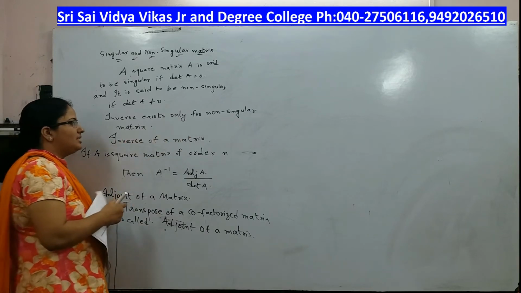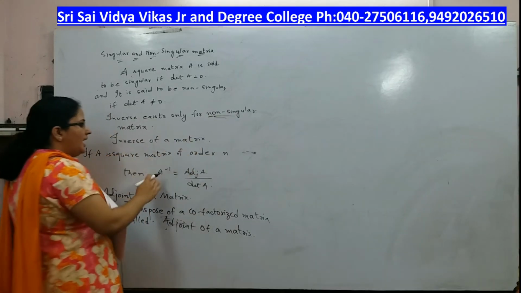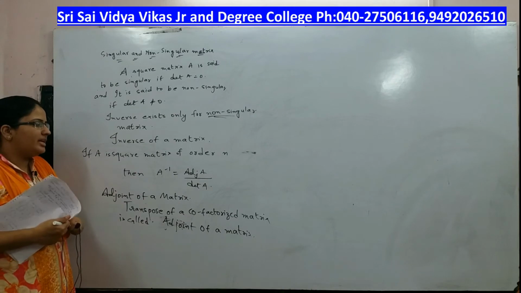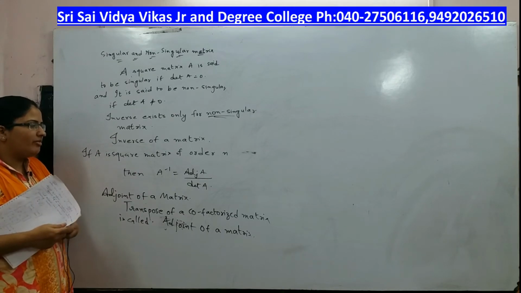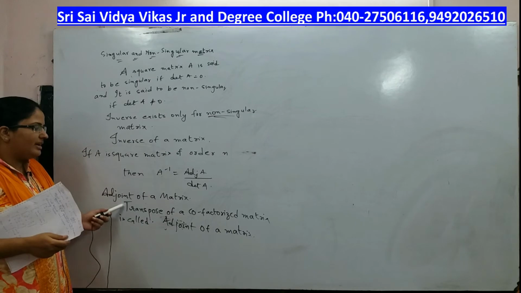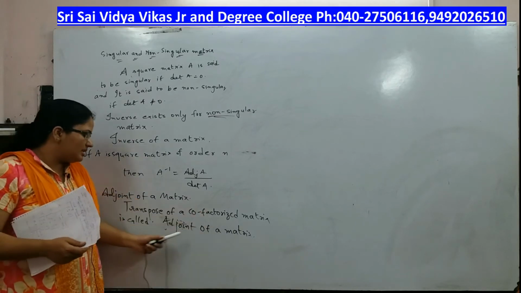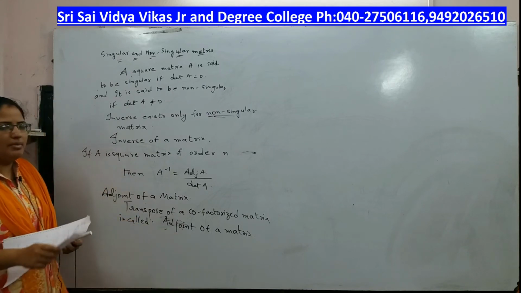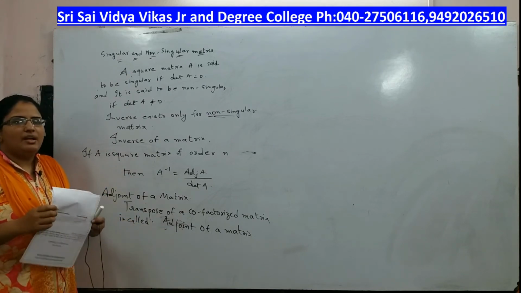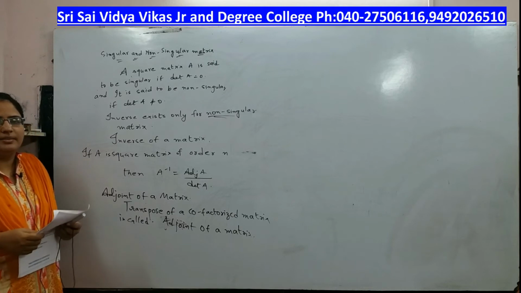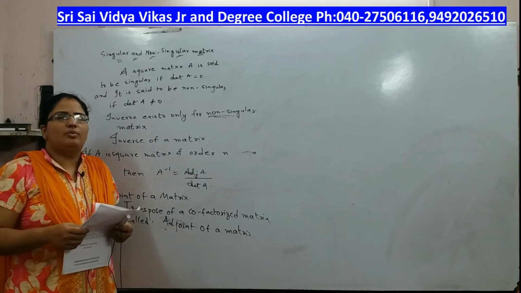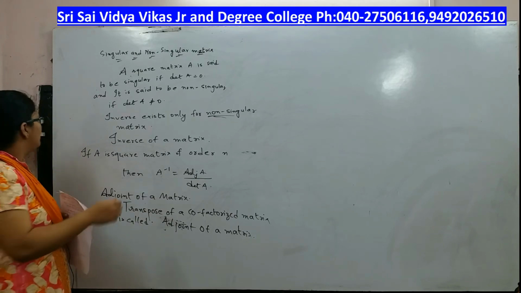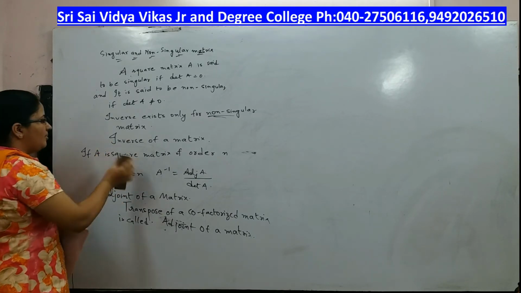How to find inverse? The formula is here. A inverse is equal to adjoint A by det A. We have to find adjoint A and divide it by determinant of A. What is adjoint of A? Transpose of a cofactor matrix is called adjoint of a matrix. When we do the problems, you will understand better. Today's class we shall see how to find inverse of a 2 by 2 matrix and inverse of a 3 by 3 matrix. Let us look into the problems.